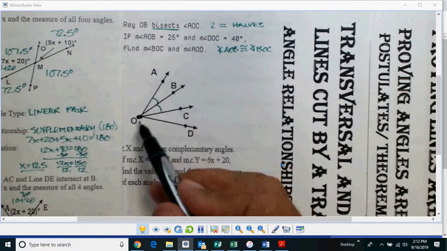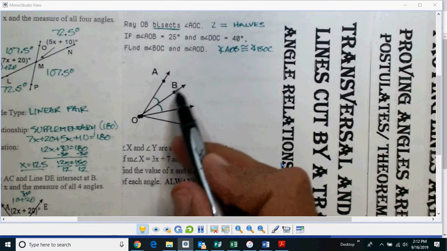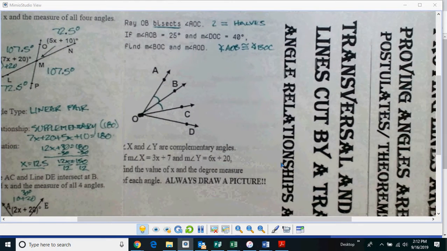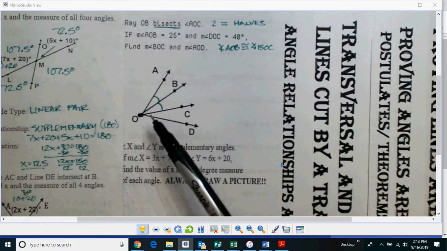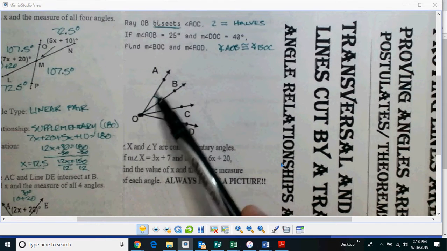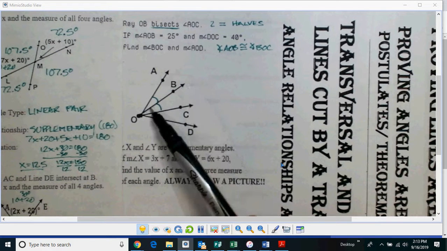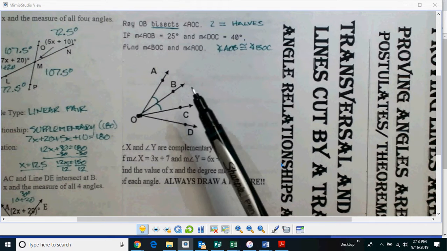Okay, so AOC is this whole thing. If this ray bisects it, it means it cuts that whole thing in half. So this half and this half are equal to each other. Explain the second half of what you said. So I've got this whole angle here, and I cut it in half using a ray, which gives me two equal smaller angles.